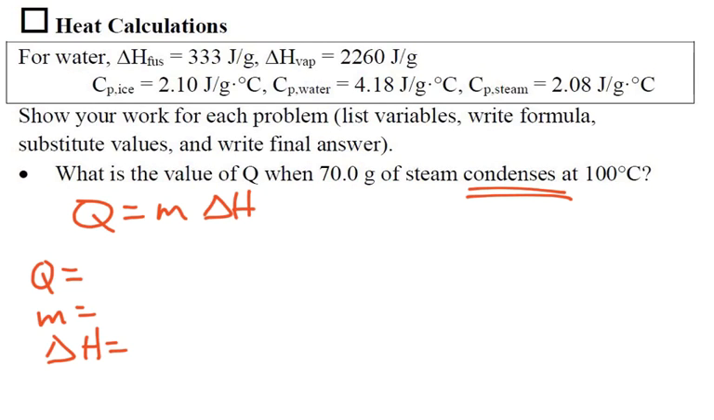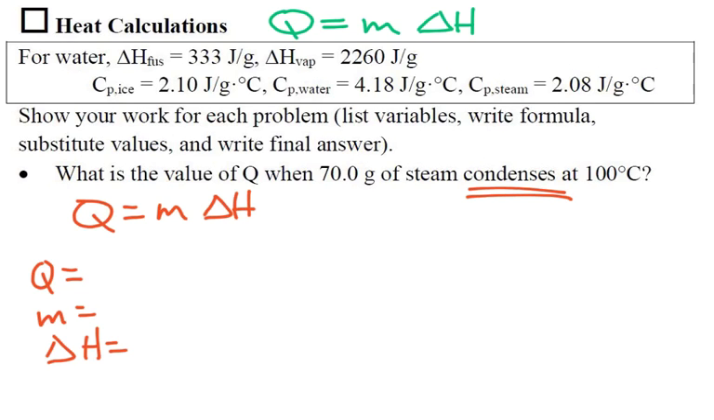Now we get to the calculations. For these heat calculations, the formula we're using is that Q, the heat, is equal to the mass times delta H, heat of fusion or heat of vaporization. That's a little bit different, a little simpler than the one where we were heating things up, where it was Q equals M delta T C sub P. This one is Q equals M times delta H, that's all.